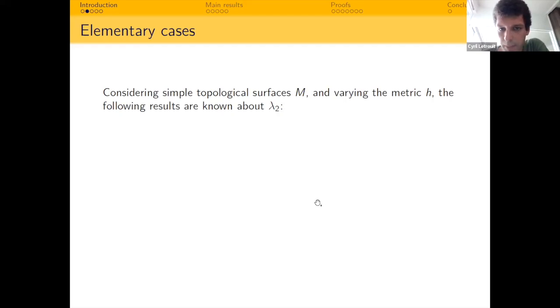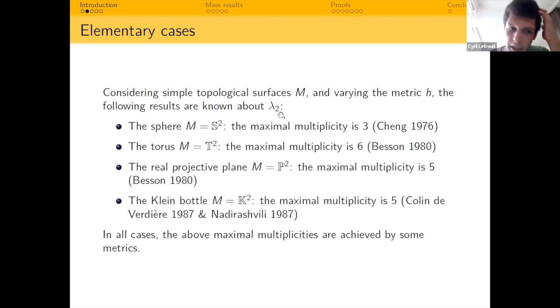So meaning, for example, the sphere, the torus. So consider simple topological surfaces. And what we are allowed to do is to vary the metric. And the goal is to maximize the multiplicity of lambda 2 or of lambda j. For example, if you take the topological sphere, meaning you don't have the canonical metric, but any metric on it, in any case, the maximal multiplicity of lambda 2 you can get is 3. And this is a result due to Cheng in 1976.